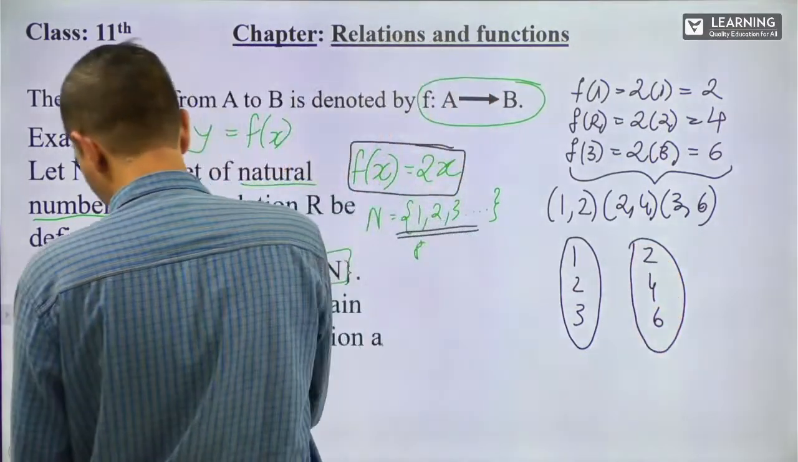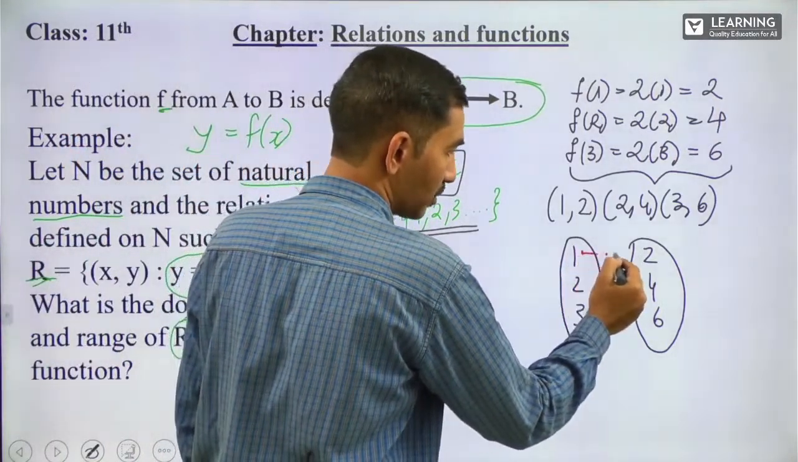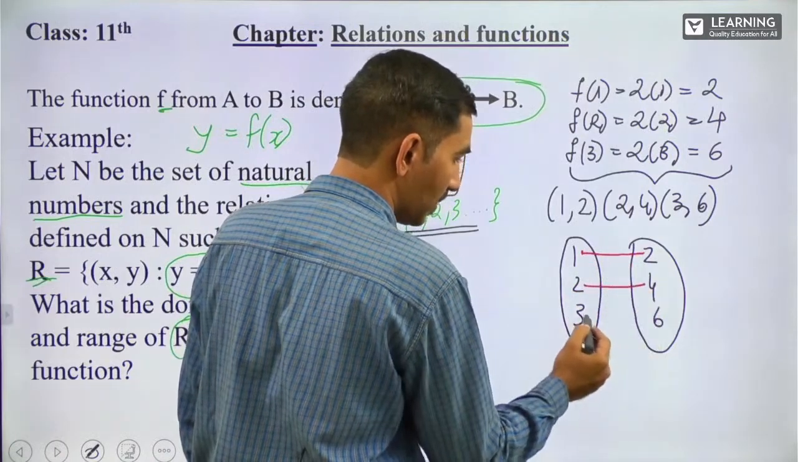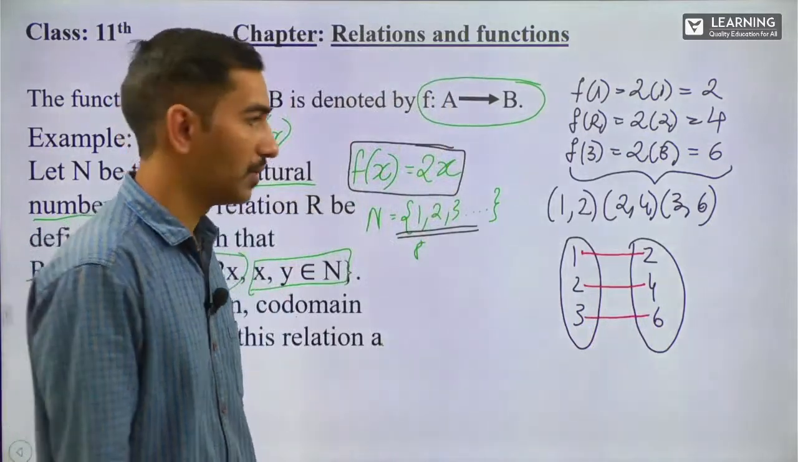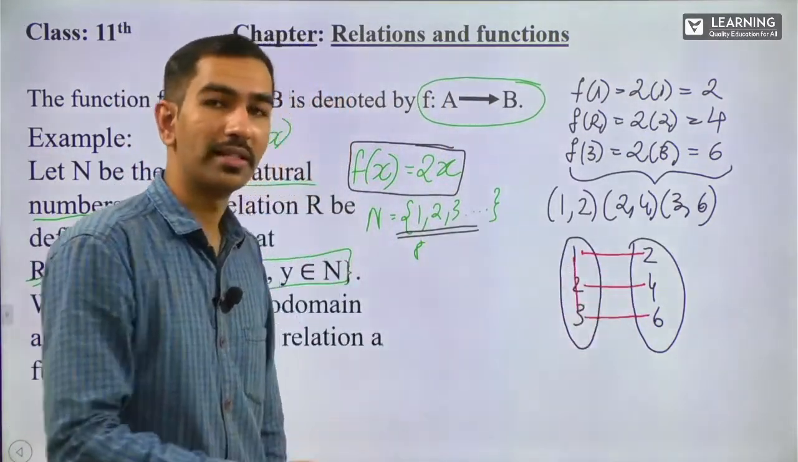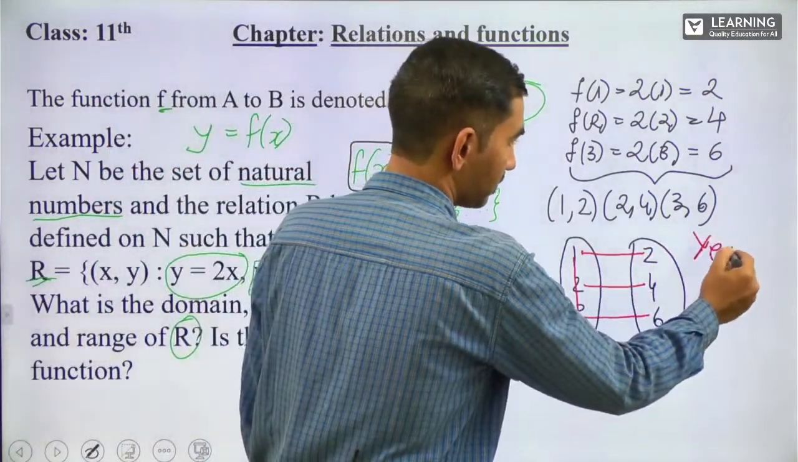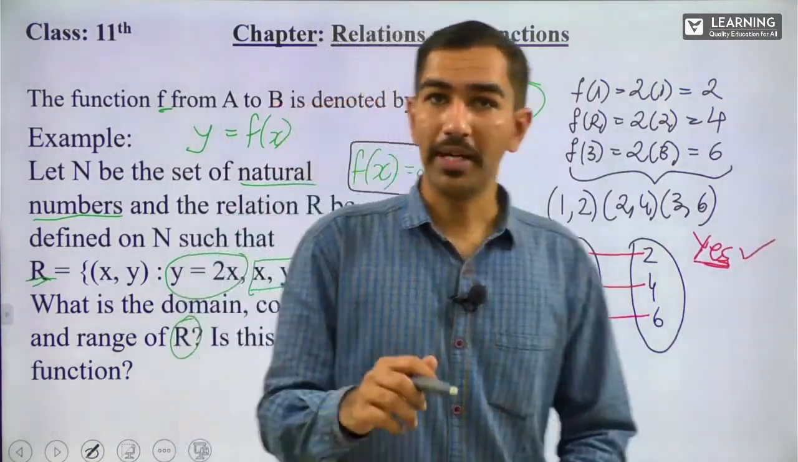Okay. So again, one element in X has only one image in Y. One element has only one and only one image in Y. So what is this? Is this a function? Yes, this is a function. It is a function.